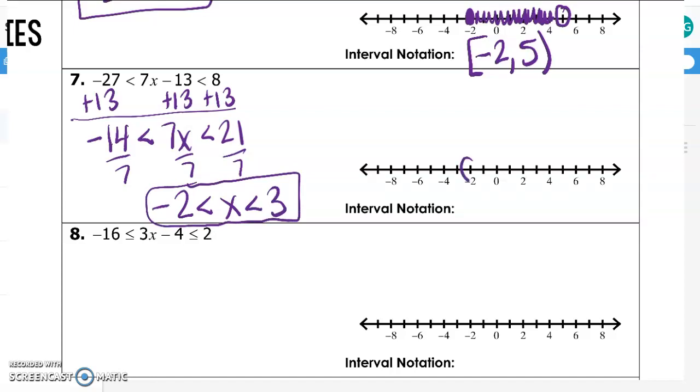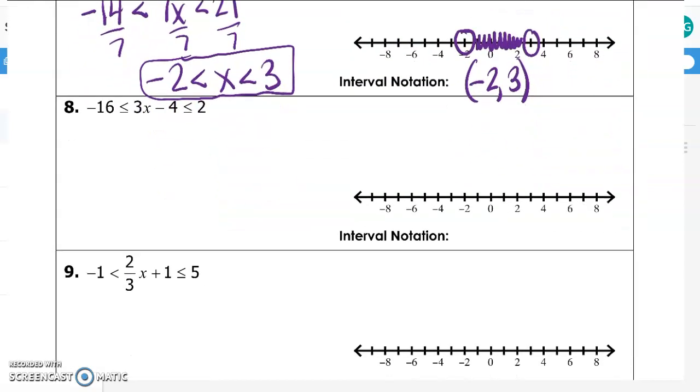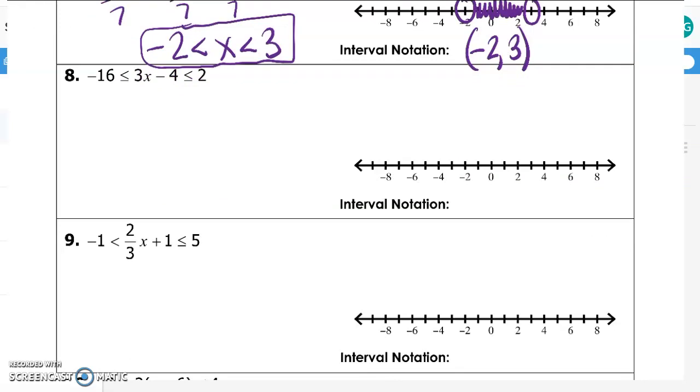So we have an open circle at -2, an open circle at +3, and we shade between those two. Interval notation is -2, 3. Both of them are parentheses, so that really looks like an ordered pair. Go ahead and try number 8 and then come back and see if you did it correctly.